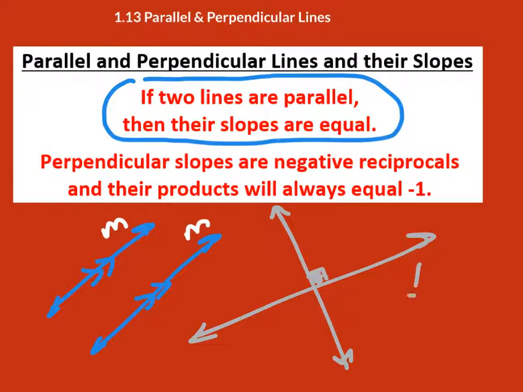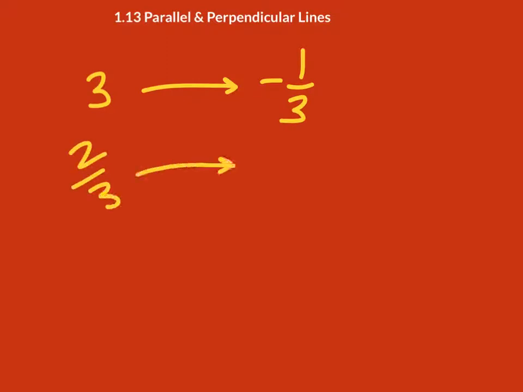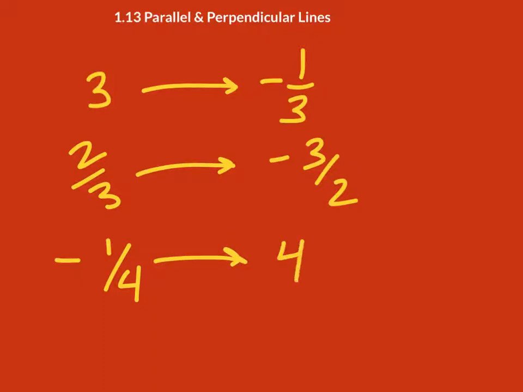Now, what does that mean? Let's say this guy was 1/2. This guy would be negative 2 over 1. They are negative reciprocals of each other. And what that ultimately means is if you were to multiply those two together, you would get the answer of negative 1. Let's pursue that a little bit more. So if I had a slope of 3, its negative reciprocal would be negative 1/3. If I had a slope of 2/3, the negative reciprocal would be negative 3/2. If I had negative 1/4 as my slope, then of course 4 would be the value of my perpendicular slope. And when you multiply these guys together, they always give you a value of negative 1.